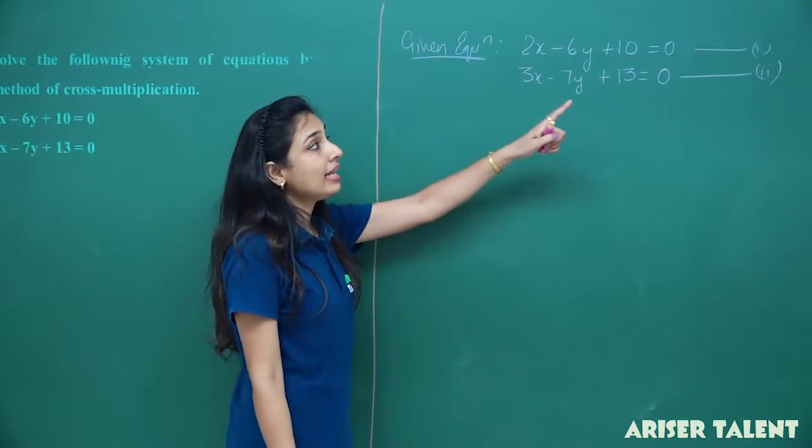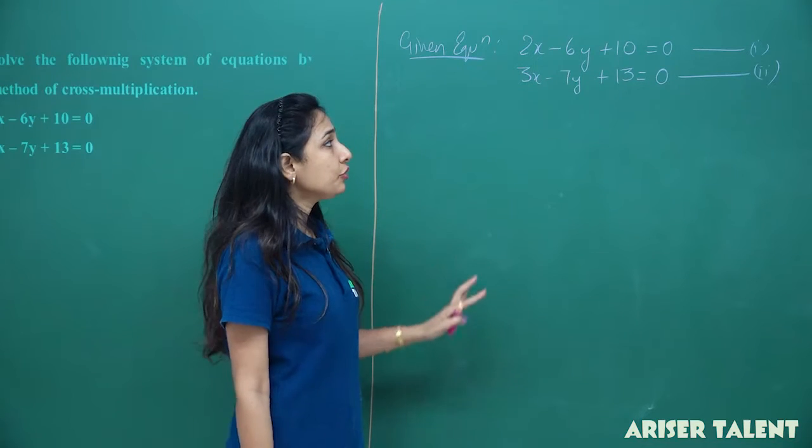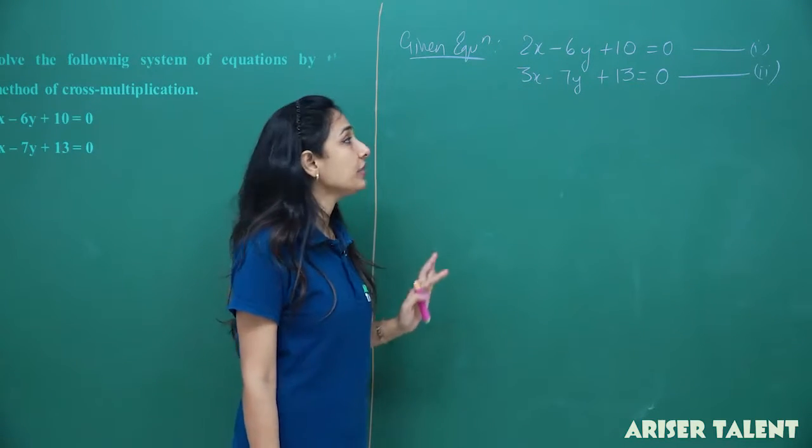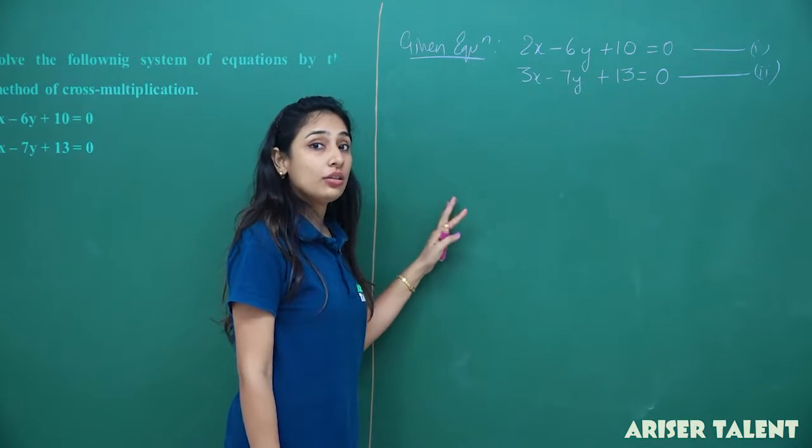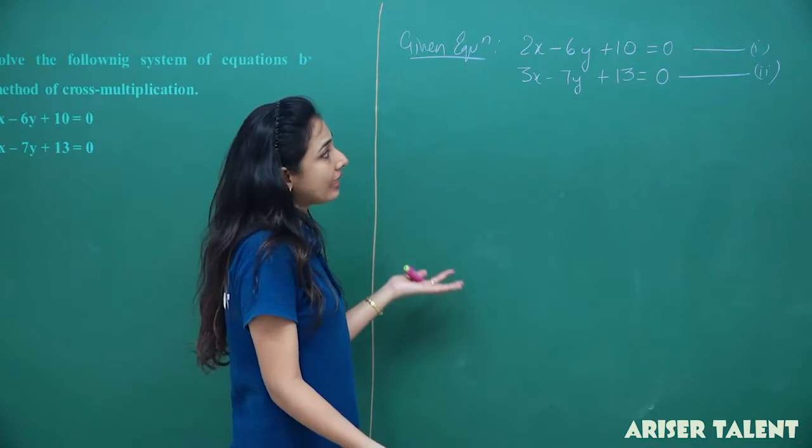This is 1 and this is 2. These are the two equations I have been provided with. Now, I have to use the cross multiplication method for this solution. So, I'll do exactly the same.